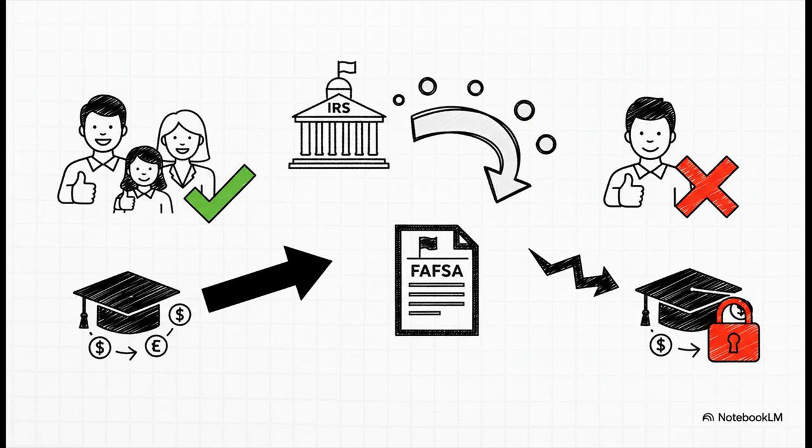All right, listen up, because this is the single most important rule of the whole process. Every single contributor must give their consent to have their tax info transferred directly and securely from the IRS. There's no way around this. If even one person says no, the whole application comes to a screeching halt. The student becomes ineligible for federal aid, period. It's a total deal breaker.